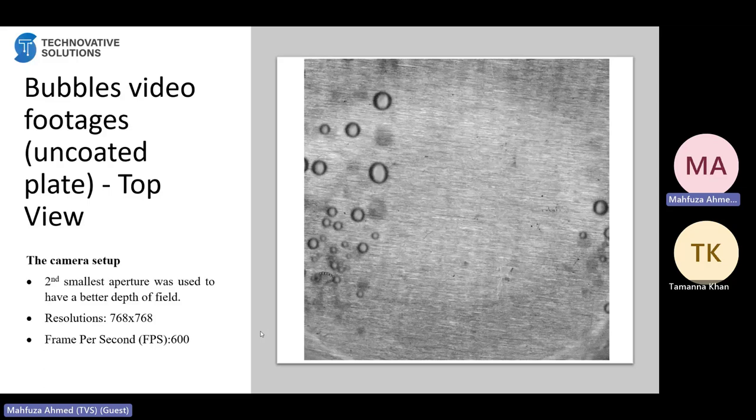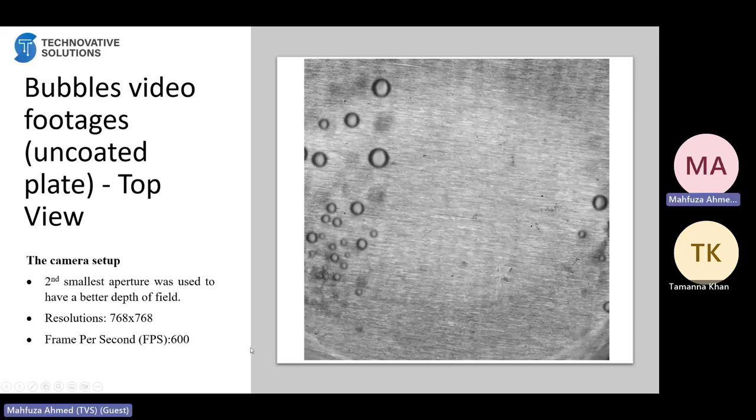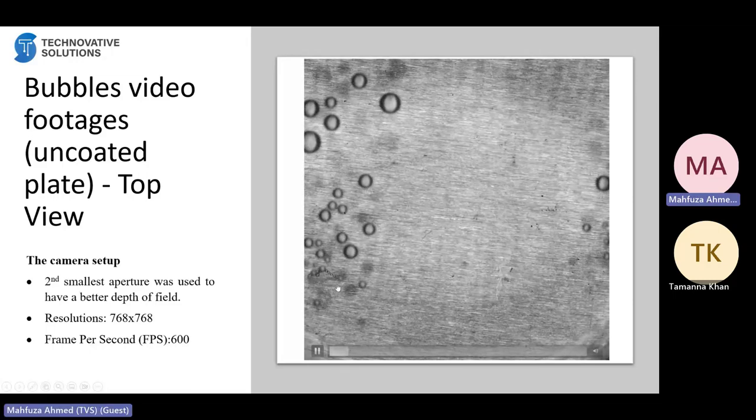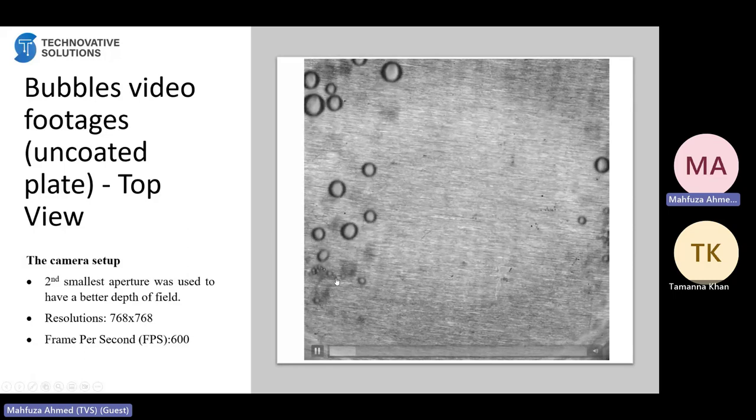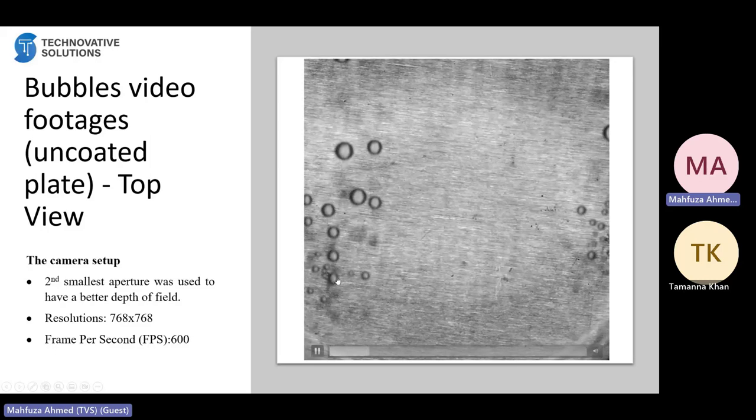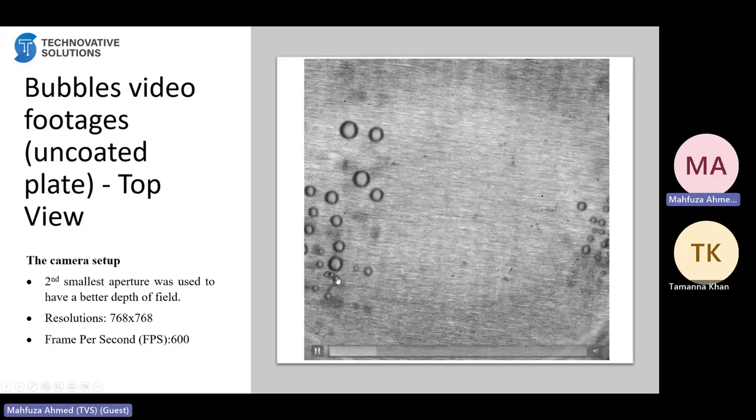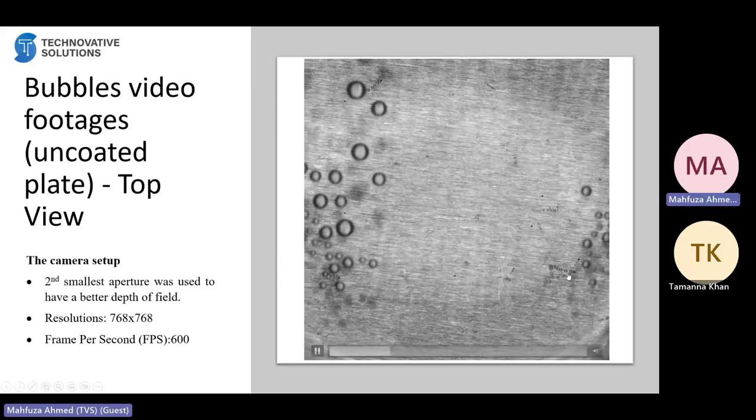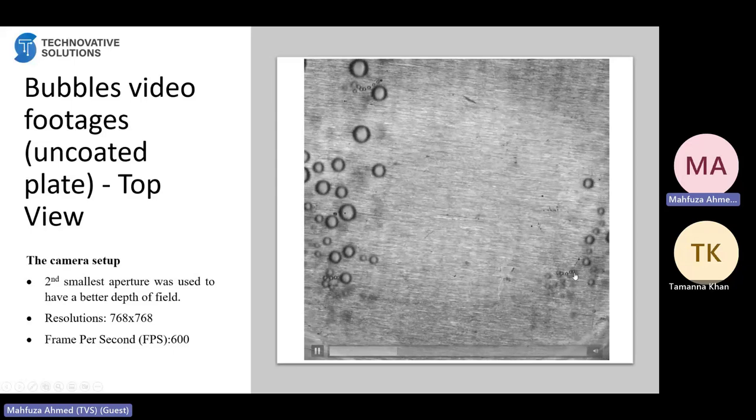One was the top view setup and the other was the side view setup. So this is the bubble video footage for the uncoated plate, and this is for the top view setup. So let me play the video. You are seeing that bubbles are generating from the heated surface and rising. And let me focus. Let's see that point. You see that there is a point from where some discrete vapor bubbles are generating. I pointed my cursor in there. I can show you another point. Yeah, there's one more generating from here as well. Yeah, you see the discrete bubbles are generating from a point of the heated surface.